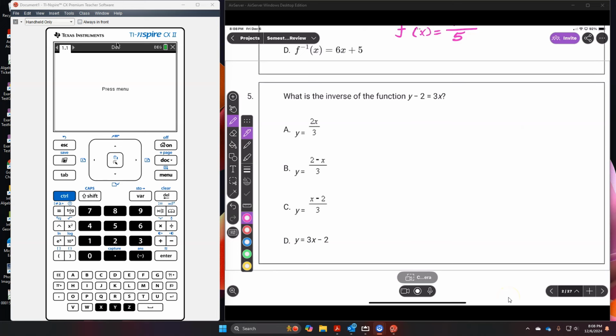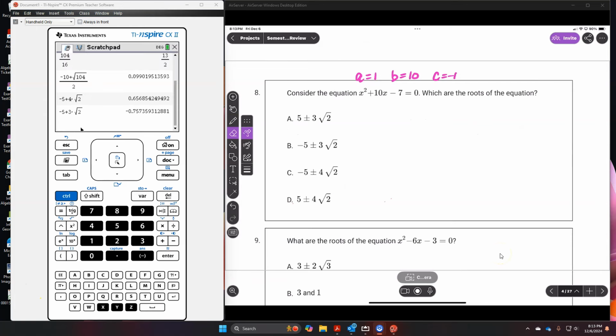What is the inverse of the function? We have y minus 2 equals 3x. And what you want to do is switch the x and the y. So you have x minus 2 equals 3y. And you notice the only one that has x minus 2 is C. So I'm thinking the answer is going to be C. The next step is to divide by 3. And sure enough, that is our answer, x minus 2 divided by 3.